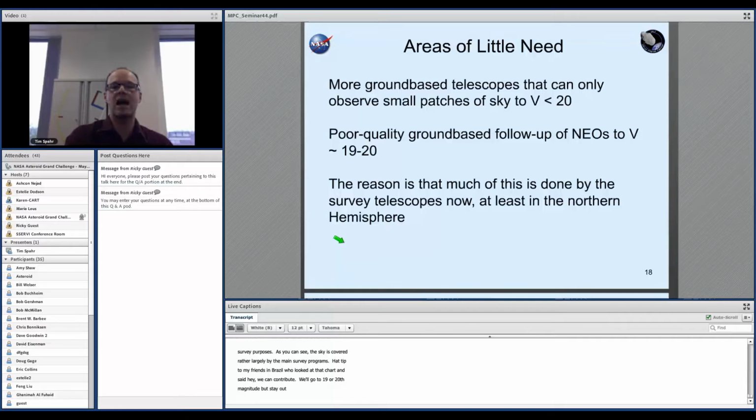We don't need repeated coverage of the sky to 19th magnitude in the northern hemisphere. We also don't need poor quality follow-up of observations to be of 19 or 20, and the simple reason is that that's already being done by the survey teams. You know, Pan-STARRS covers huge amounts of sky every night. They go to 22nd magnitude or 21.5. They're going to find a lot of the objects incidentally that other groups are targeting. And of course, this is the reason much of this work is being done by the surveys.